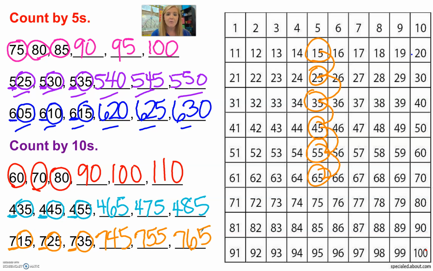All right, guys, I want you to continue on in your Seesaw activity, log in, and I want you to do some practicing with skip counting by 5s and 10s on your own.